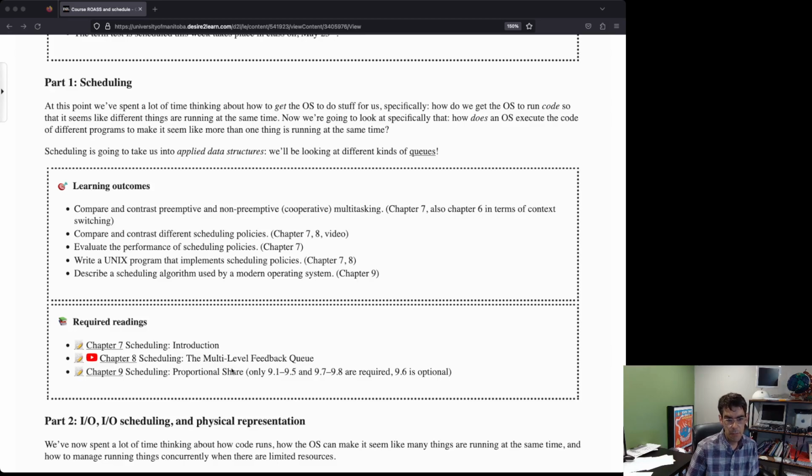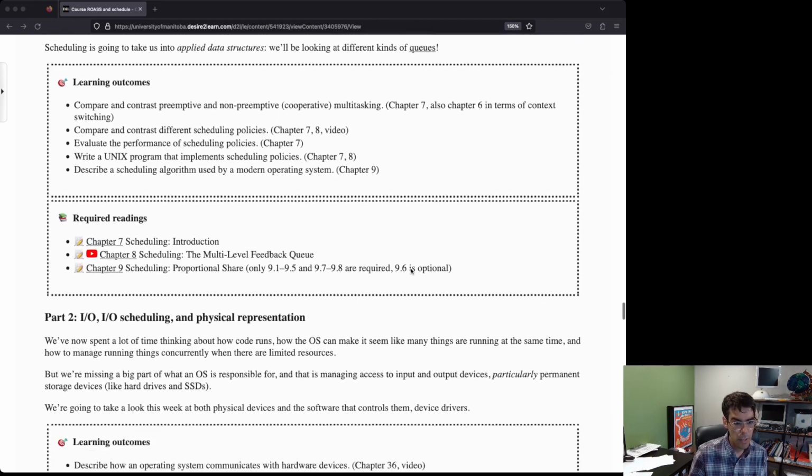For Chapter 9, there's only certain parts that you're required to read. So 9.6 is an optional reading. You don't necessarily have to read that part, but the rest of it is going to be required for that outcome, describing the scheduling algorithm used by a modern operating system.